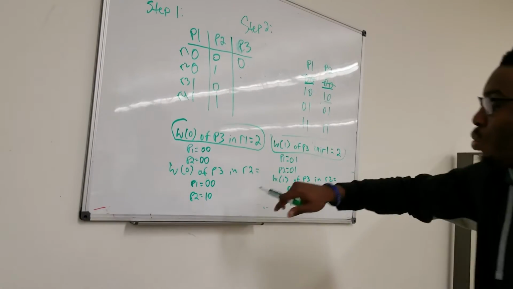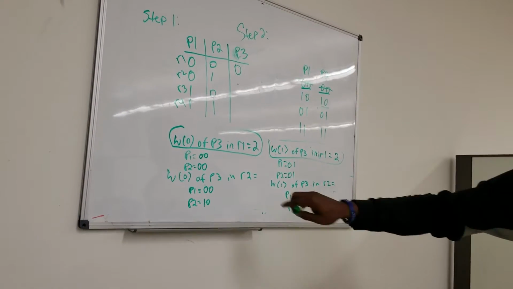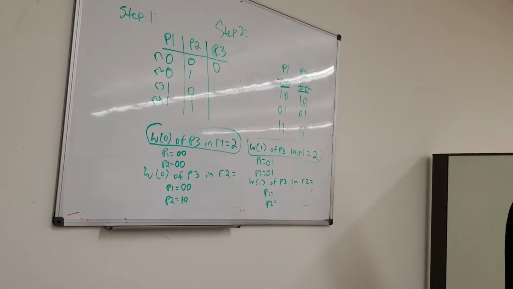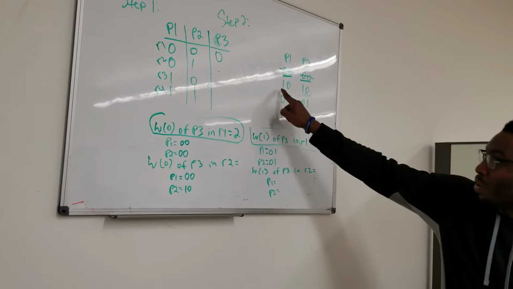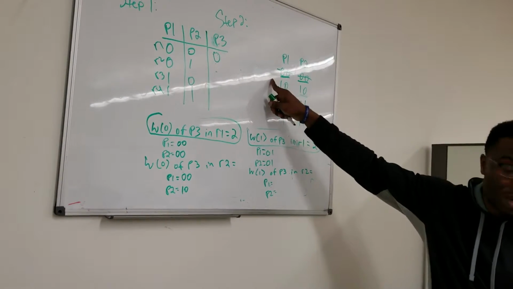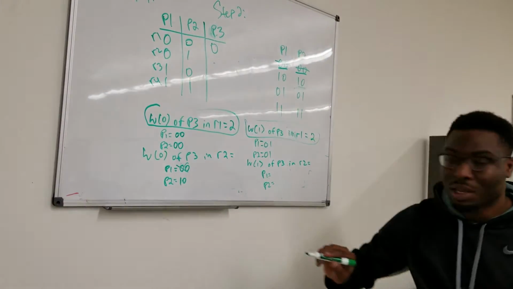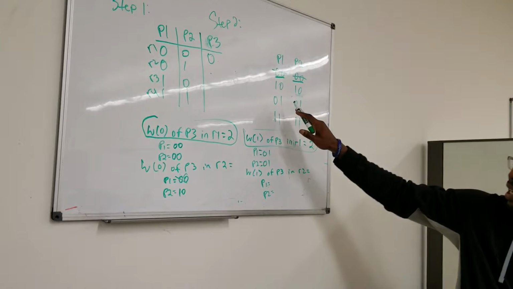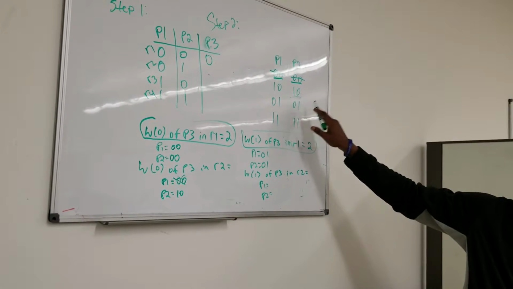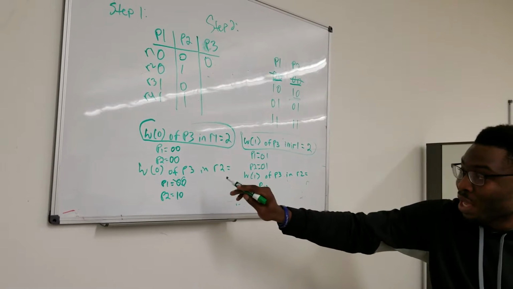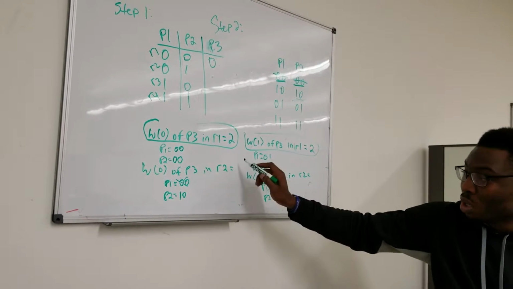So now we're trying to calculate the weight of this. So we have to look back. We look back at this thing. This 0, 0 has already been found. It's already been a combination, so we don't count it. But this 1, 0 has not been found in P2. So you keep that one. So you know the weight of P3 in row 2 is equal to 1.